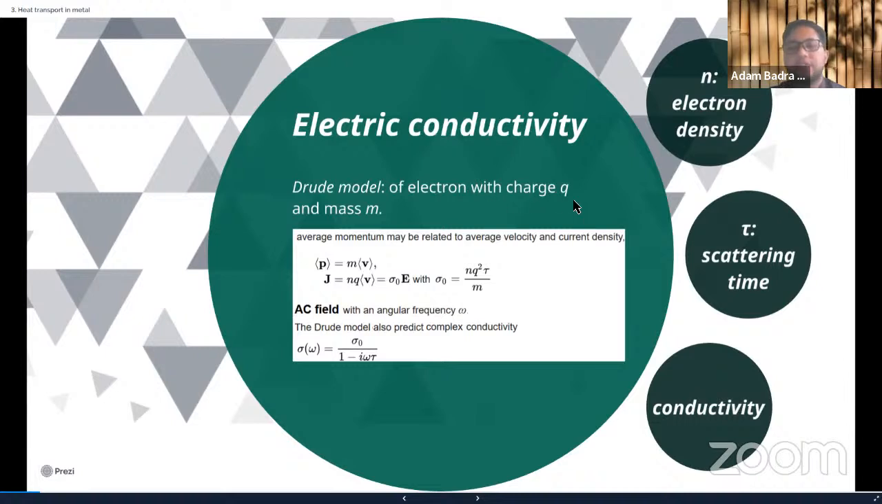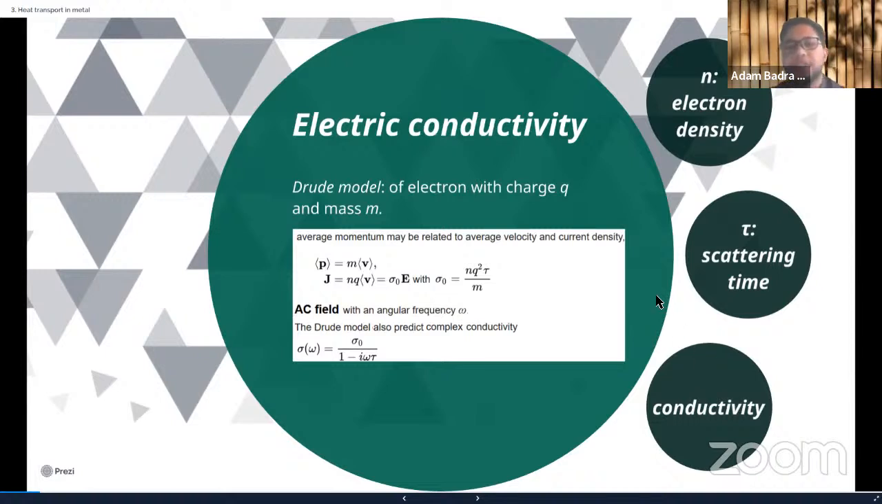The charge of the electron, everybody knows, is the elementary charge, around 1.6 times 10 to the power of minus 19 coulomb. And the mass is around 9.1 times 10 to the power of minus 31 kilogram. So there are two other parameters that we need to discuss: n, the electron density, and the scattering time. These two will define the conductivity of the system.